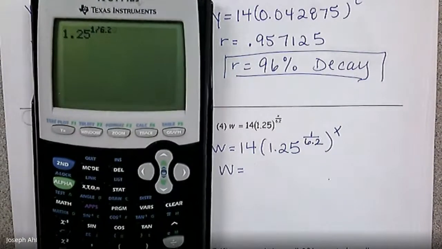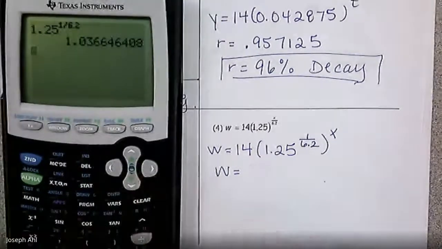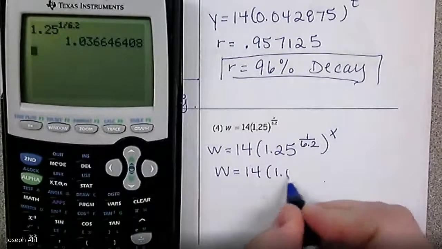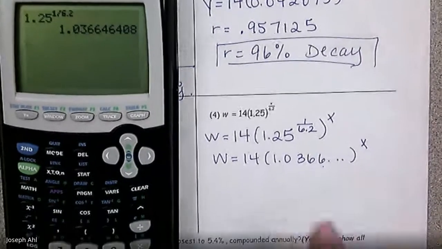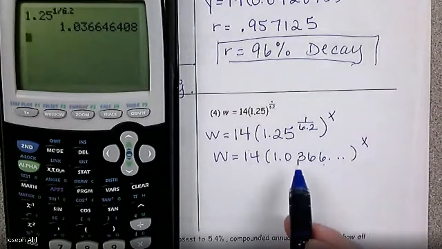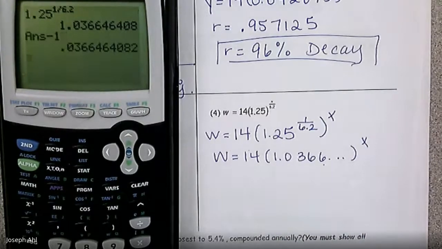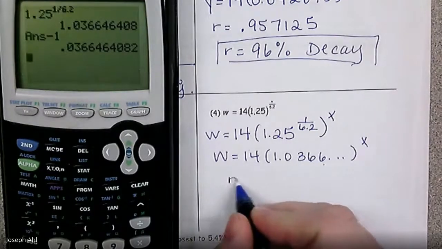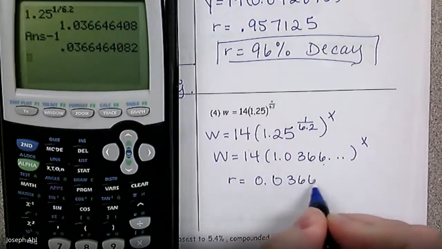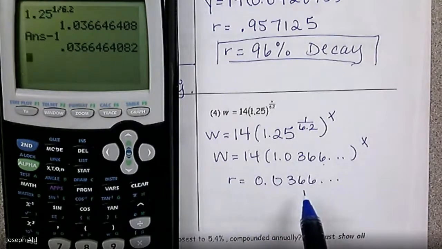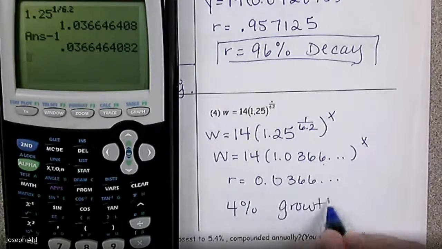Let's see. So if we do 1.25 to the 1 over 6.2, we get 1.0366 dot, dot, dot. Okay. So that's definitely going to be a rate of increase as time goes on. You know, it's a rate of increase of about 3.6%, right? If you subtract 1 out of there, that's the rate of growth. So the rate of growth is going to be 0.0366 dot, dot, dot. And to the nearest whole percent, there's going to be a 4% growth rate.